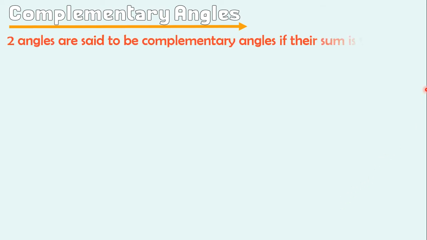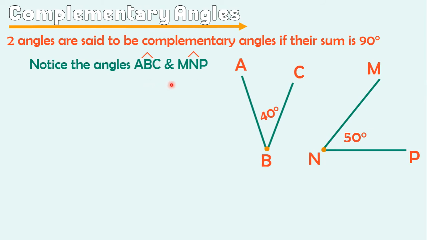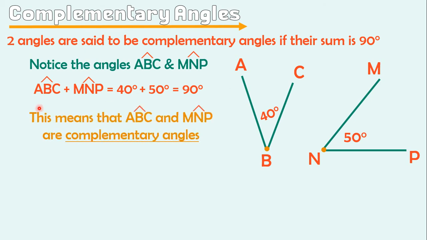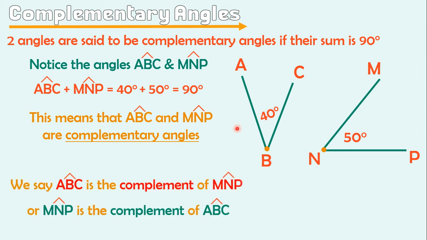Complementary angles. Two angles are said to be complementary angles if their sum is 90 degrees. Notice the angles ABC and MNP. This is ABC and this is MNP. ABC plus MNP equals 40 degrees plus 50 degrees, which equals 90 degrees. So we conclude that ABC and MNP are complementary angles because their sum is 90 degrees. We say that ABC is the complement of MNP, or MNP is the complement of ABC.